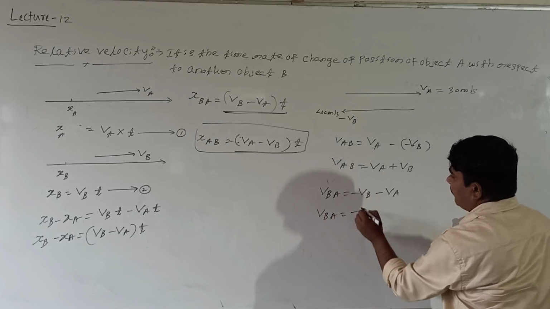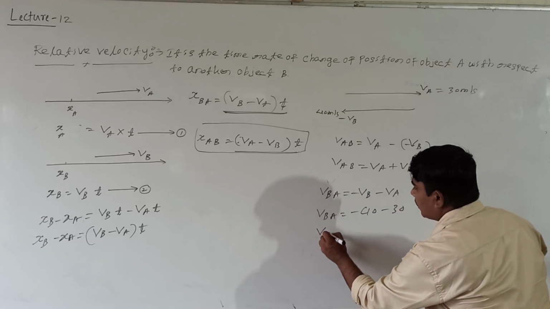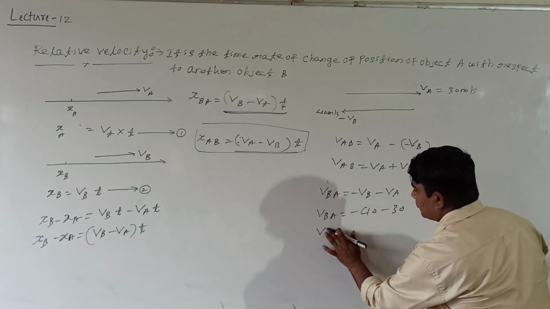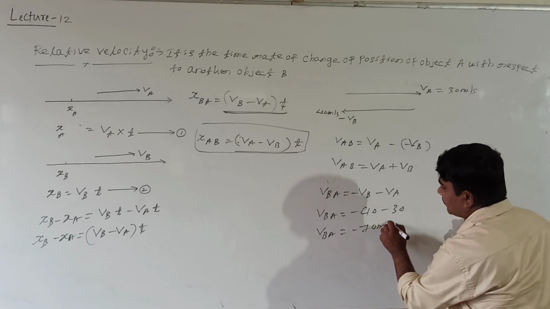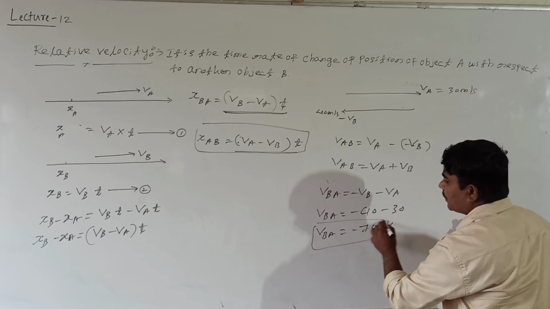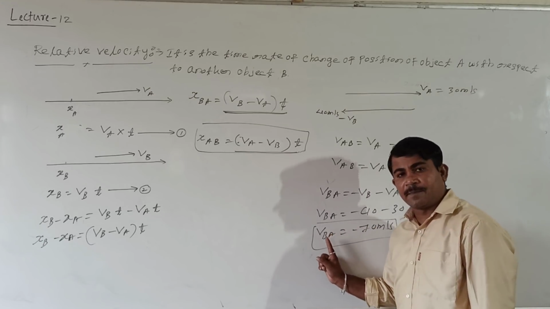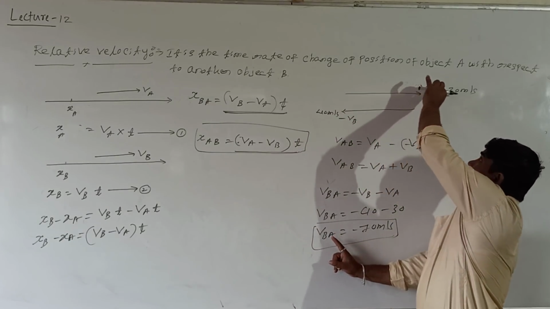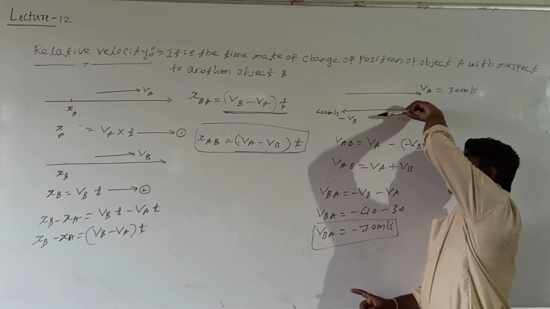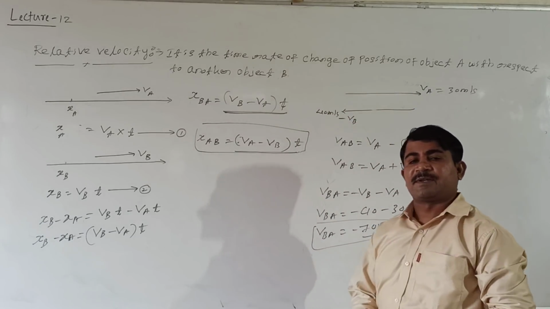VB, what is VB? VB equal to minus 40, VA equal to 30. Then what you got directly? VBA equal to minus 70 meter per second. What is the meaning of this? When observer A sees the velocity of B, then B is moving in negative direction with the velocity 70 meter per second.